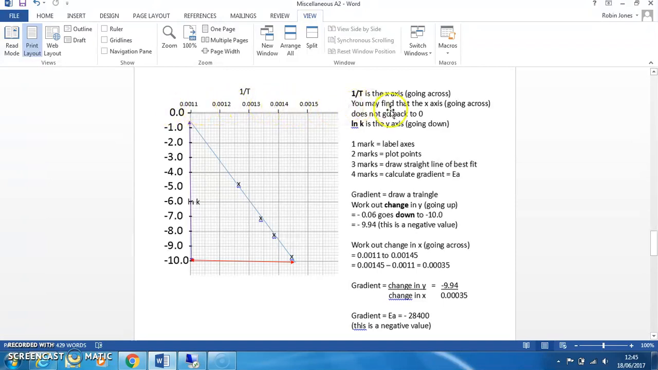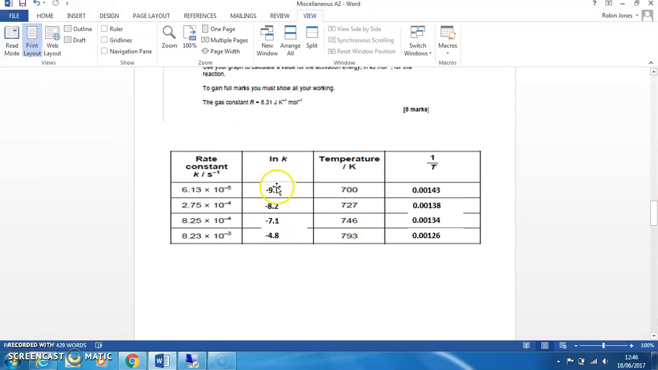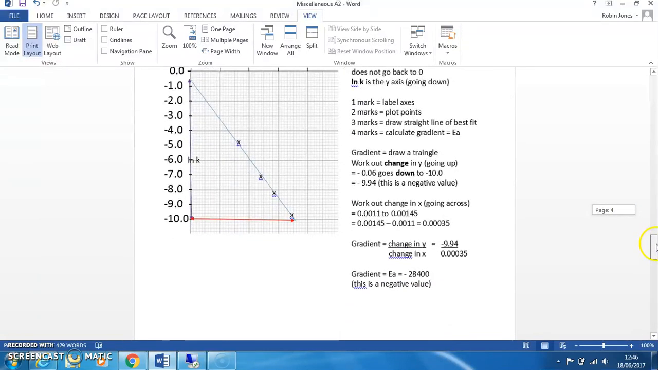So I think you'll find that with 1 divided by temperature along the x-axis, you may find that it doesn't go back to 0. So don't worry about that. Don't get it back to 0. Your x-axis, 1 divided by temperature, just start somewhere near your lowest number. Go up. I've gone up 0.0011, 0.0012, 0.0013, and so forth. And then I've gone down from that corner because these numbers are negative numbers here, and I've gone down, and then I've plotted them.